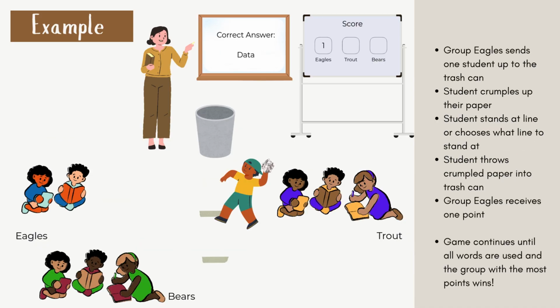So the Eagles group sends one of their group members up to the trash can. The student crumples up the paper, and he stands at the line. And we see here he's standing at the 1-point line, and he throws it. We're going to say that he made it into the trash can, so the Eagles group receives 1 point. And then this game just continues until all the words are used, and the group with the most amount of points wins.